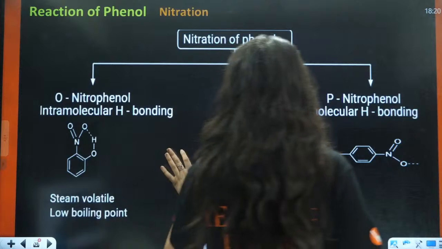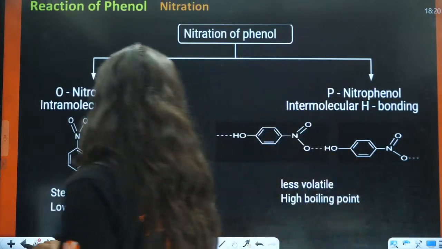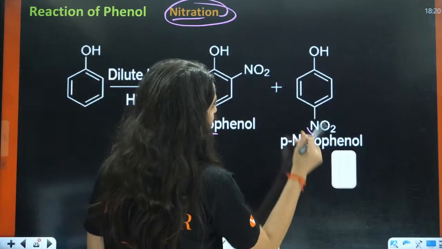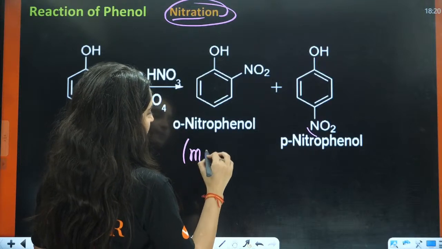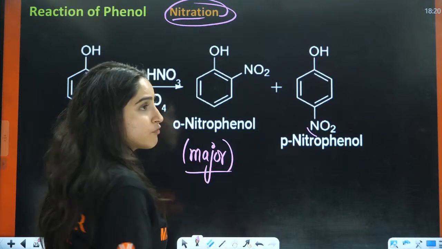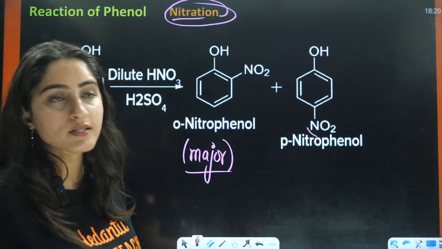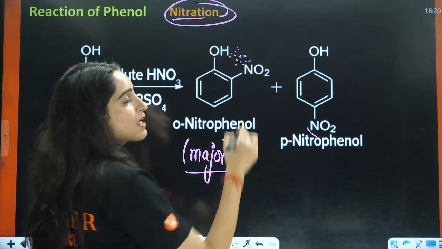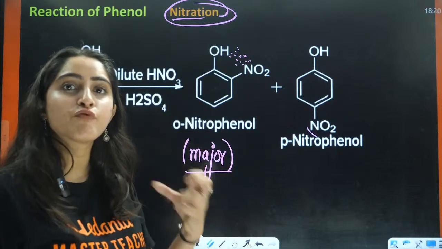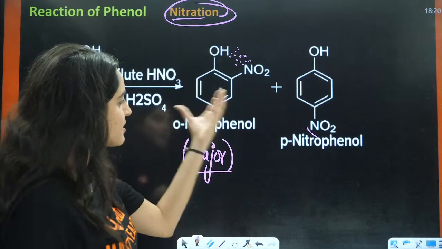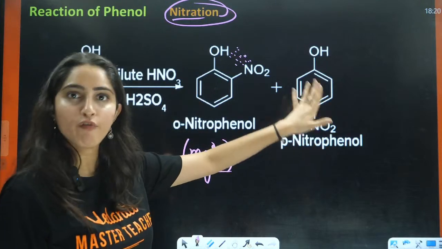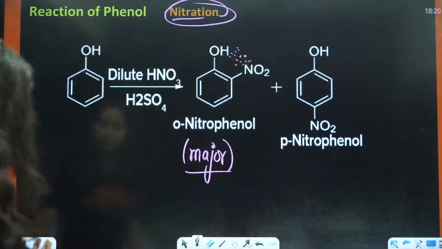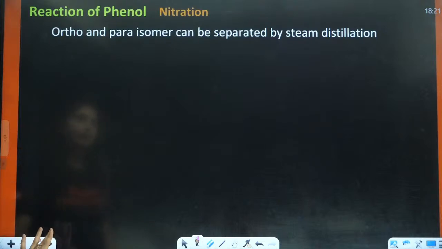Now, next, if you talk about the major product here, in this case, the major product is ortho. Why is this a major product? Because it is having intramolecular hydrogen bonding, because of which it is more stable, right? Hence, it is a major product only in case of ortho-nitrophenol. Otherwise, para will always be the major product, right? And this is what they have written here, right?